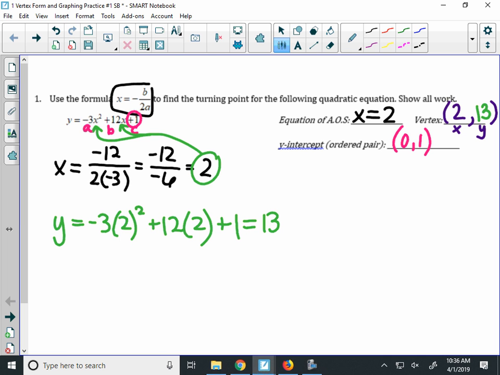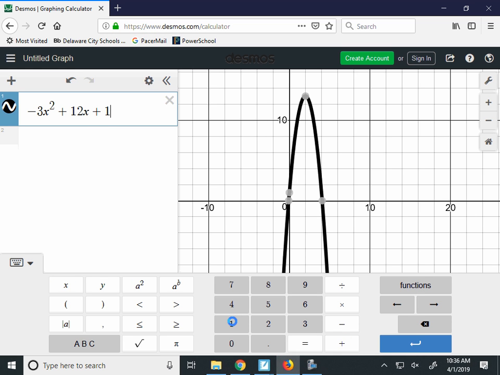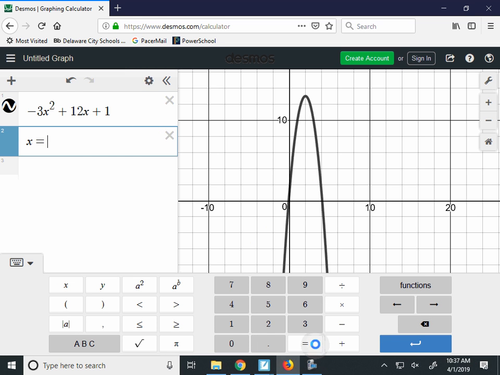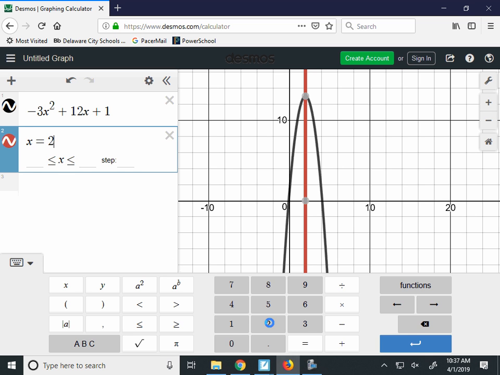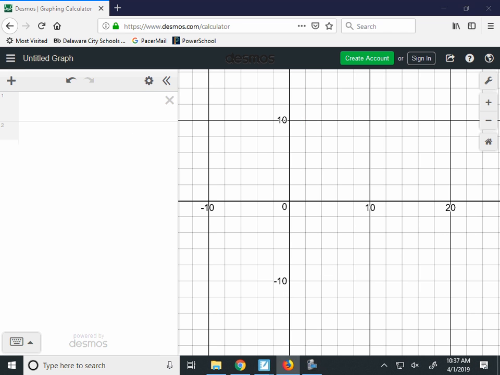Now, if you wanted to check your work here, I would type that original equation of the parabola into Desmos. I would take negative 3x squared plus 12x plus 1. If I click on my vertex, I see that it matches what I found, (2, 13). The axis of symmetry is the invisible line, x equals 2, but you can see that red line goes right through the parabola. And then the y-intercept, if I clicked on it here, would be at (0, 1), like we wanted.